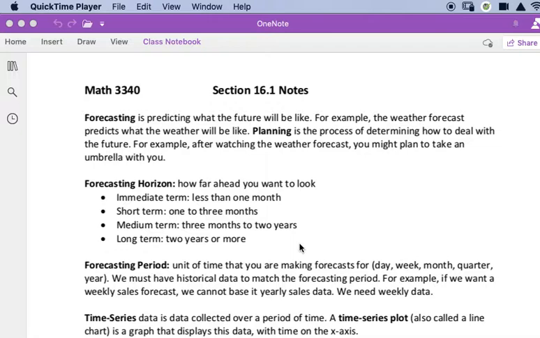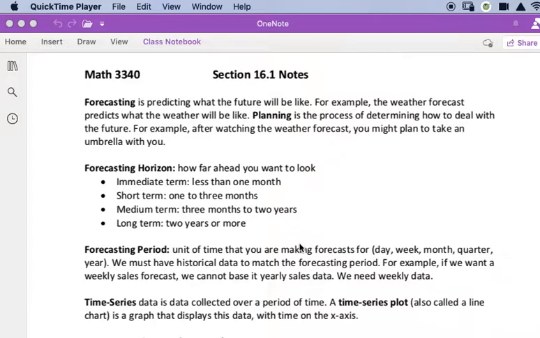The forecasting period is the unit of time that you're making forecasts for. It could be a daily forecast, a weekly forecast, monthly, quarterly, or yearly. In order to make a forecast, we have to have historical data that matches the forecasting period. So if we want a weekly sales forecast, if we want to predict the sales per week, we cannot base it on yearly sales data because we won't see those variations week to week if all we have is the information about what sales were per year. We need weekly sales data in order to make a weekly sales forecast.